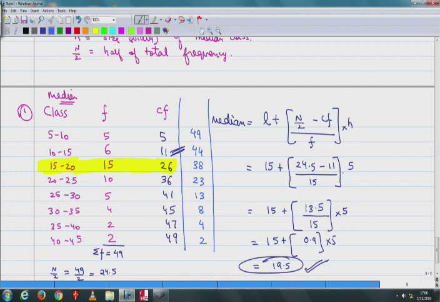Now again, since n by 2 is 24.5, we have to look for the cumulative frequency just greater than 24.5. And just greater than 24.5 is again this 38. So the median class will be the same.